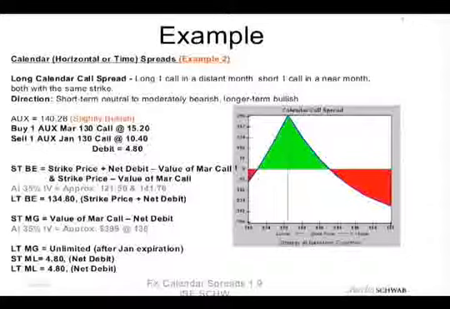Your maximum gain, however, is going to be at the strike price. So you can use the same pricing calculator. How much would my March 130 call be worth if I was at 130 at the January expiration?